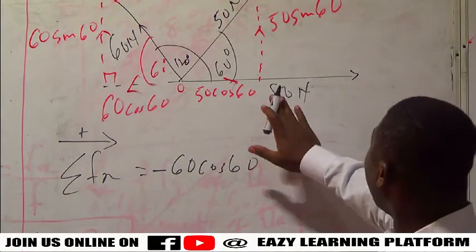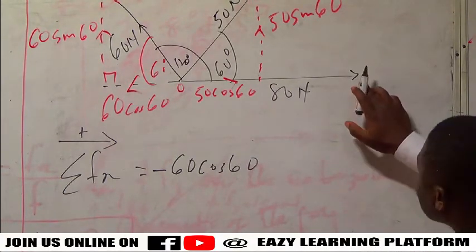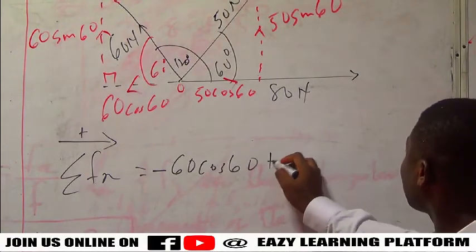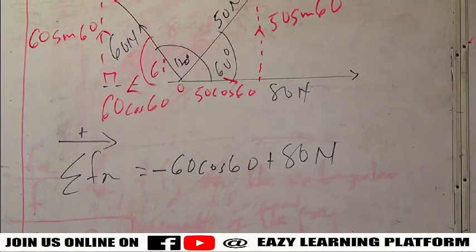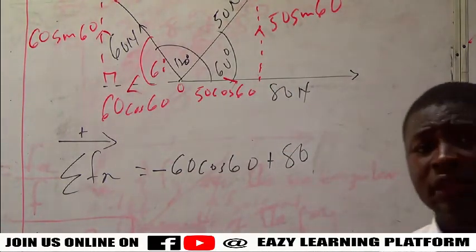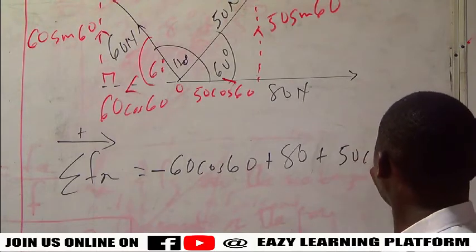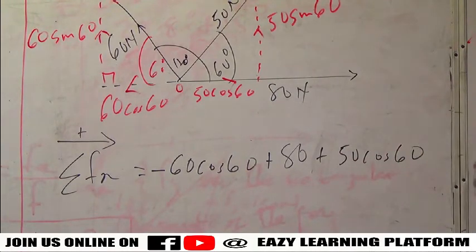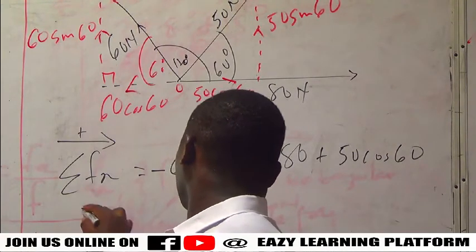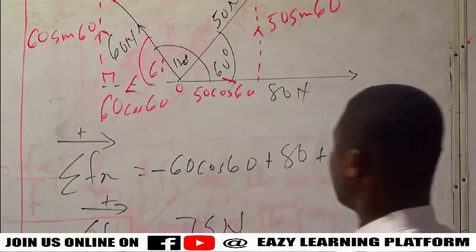Now, with the 80 Newton, it's also moving this way in the X. Is it positive or negative? It's positive. Why? Because the direction is the same as this. So we have plus 80 Newton. I can forget about the Newton for now. Then, this 50 cos 60 is also in the X. Is it positive or negative? It's positive. Plus 50 cos 60. So when you do the analysis, when you add them together, you have sigma Fx to be 75 Newton.